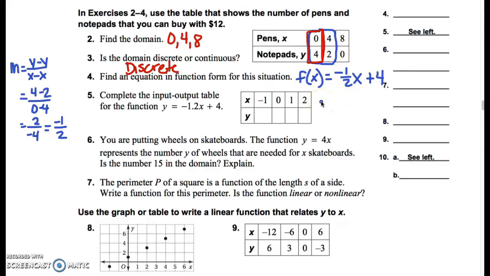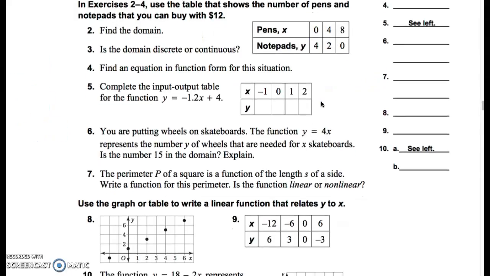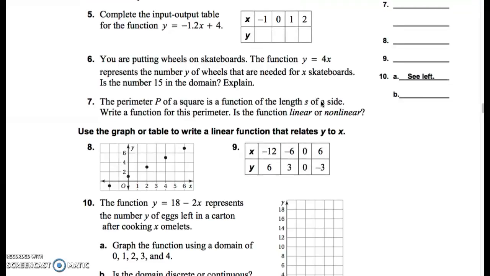Okay, moving on to number 5, complete the input-output table. And they give us the function or the equation right there. It says y equals -1.2x plus 4. So to complete the table, all we have to do is take each one of these x values and plug them in where x is in the equation. So first I'm going to plug in -1. So I have -1.2 times -1 plus 4. Well, -1.2 times -1 is a positive 1.2, plus 4 is going to be 5.2.